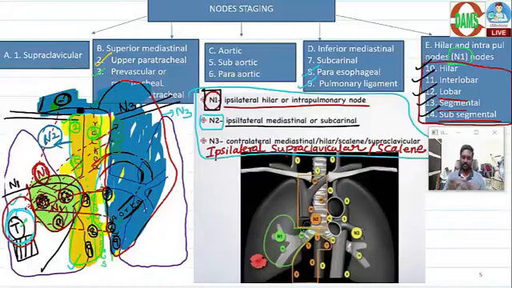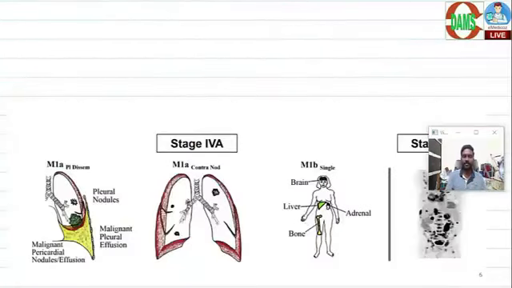So N1: lymph nodes within the substance of the lung. N2: ipsilateral, mediastinal or subcarinal. N3: ipsilateral, supraclavicular or scalene, along with that contralateral, any lymph node right from number 1 to number 14.